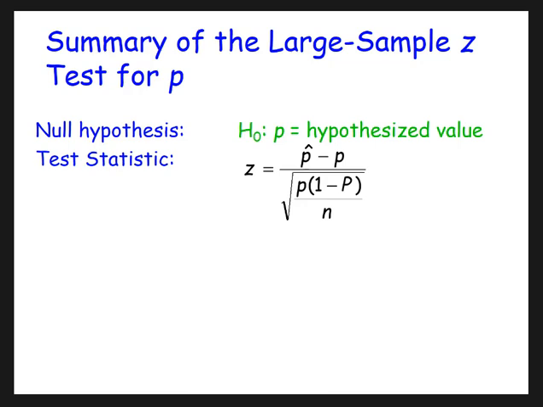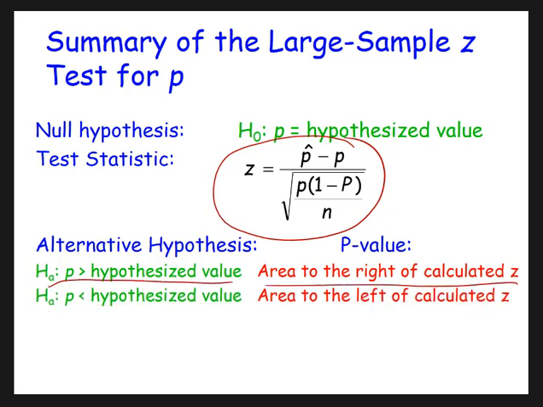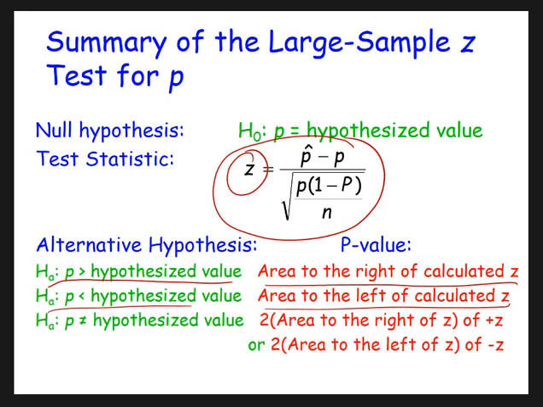So, a summary here. The null hypothesis is always that p is equal to some hypothesized value. Our test statistic is that z-score for that sample statistic. The alternative hypothesis, whether it's less than, greater than, or not equal to, determines how we find our p-value. If it's greater than, it's the area to the right of z. If it's less than, it's the area less than z. Remember, z is our test statistic. And if it's not equal to, it's 2 times the area to the right if it's a positive z, or if it's a negative z, it's 2 times the area to the left.